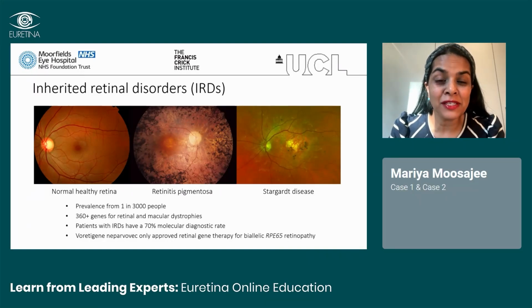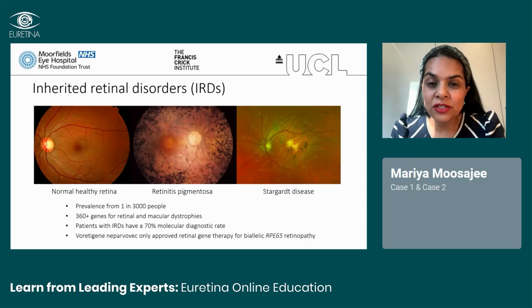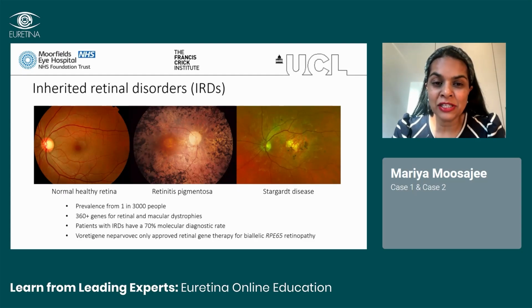Inherited retinal disorders are the commonest cause of blindness amongst working age adults in the UK and the Western world. They have a prevalence that ranges from 1 in 3,000 people. So far, there are over 360 genes that have been identified to cause retinal and macular dystrophies. And if we undertake genetic testing, a patient has a 70% chance of getting a molecular diagnosis. So for me, genetic testing is paramount.